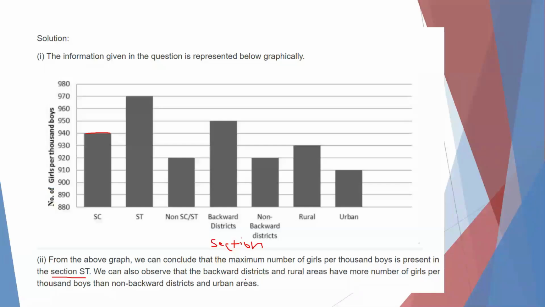We can also observe that the backward districts, which is this one, and rural areas have more number of girls per 1,000 boys than non-backward districts, this one, and urban areas. So as you can see, this is also another conclusion.